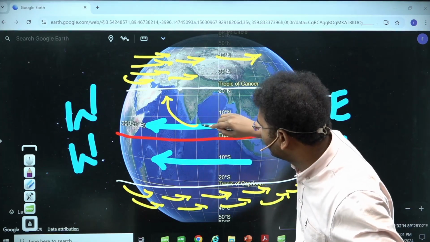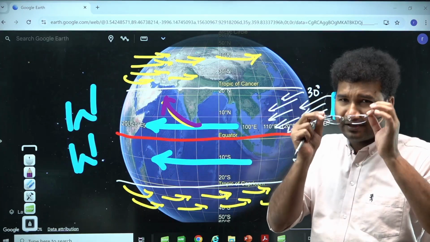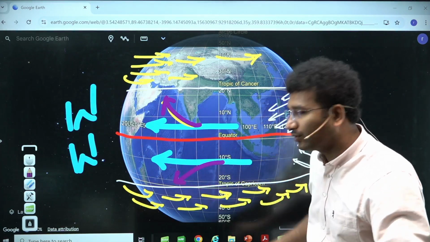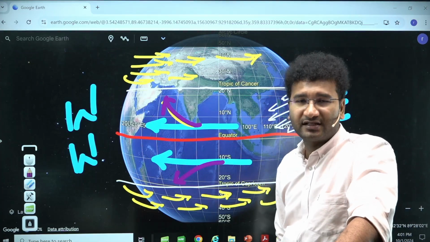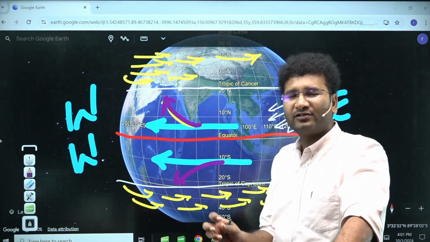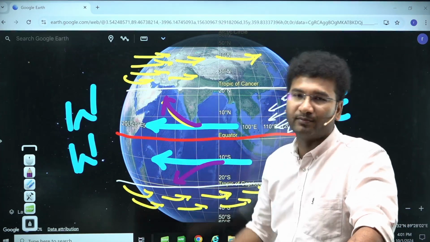It is, instead of going in a straight line, they deflected towards the right. This is in the northern hemisphere. And the water gets deflected towards the left because Coriolis force is towards the left in the southern hemisphere. This is how the water gets deflected. The water can also get deflected because of the topography or because of the landform.